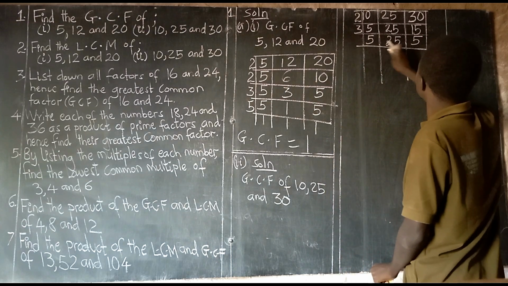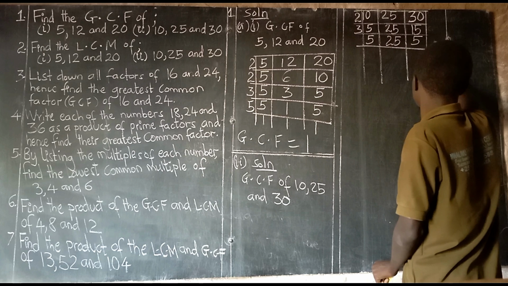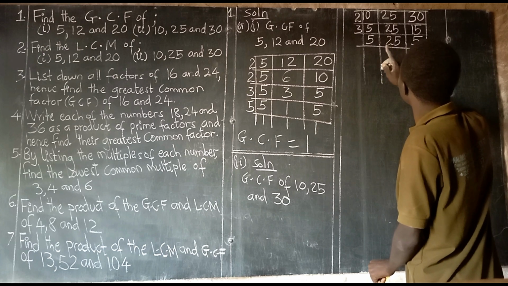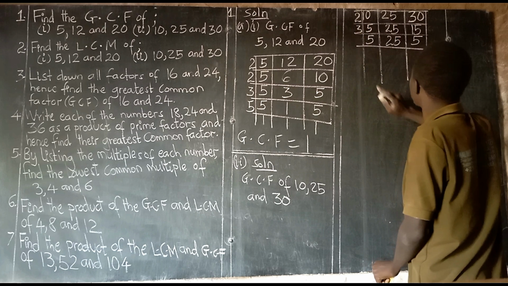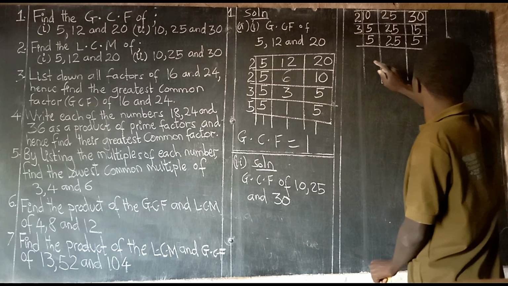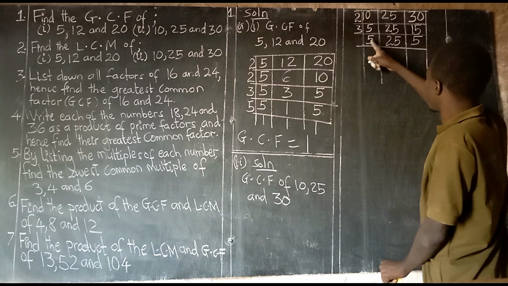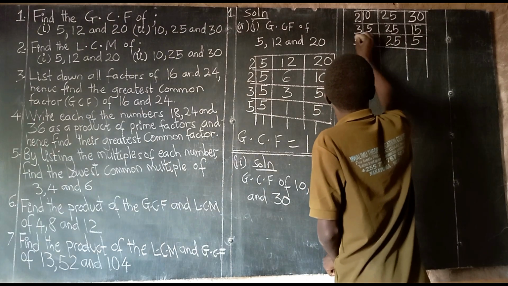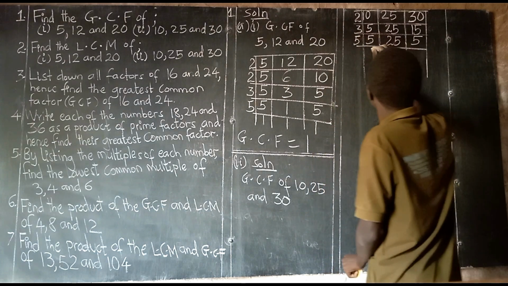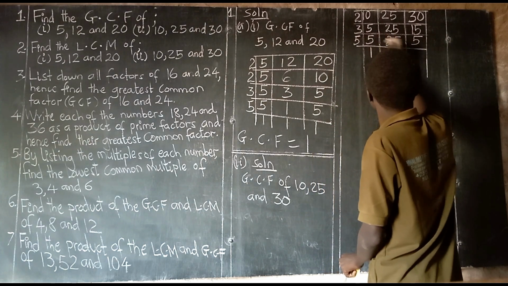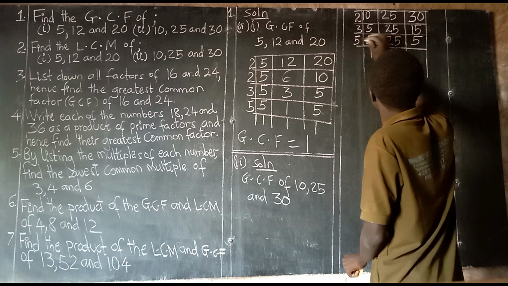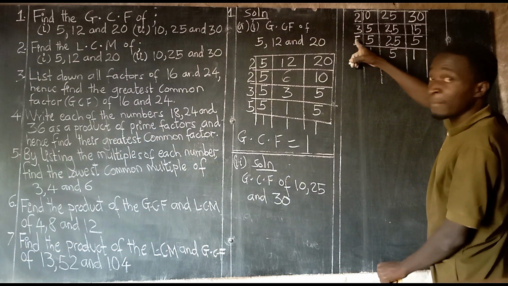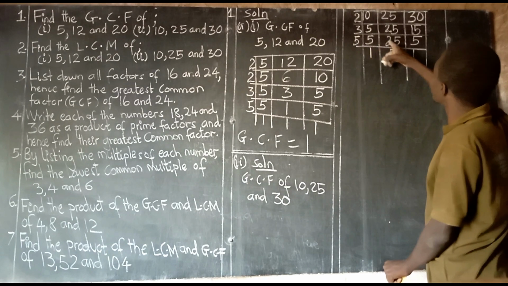Is there any which is still divisible by 3? The answer is no. So we just shift to 5, because the next prime number after 3 is 5. When we take 5, this is divisible, this is divisible, this is divisible. So 5 is possible. 5 over 5, you get 1. 25 over 5, you get 5. 5 over 5, you get 1. So this prime number 5 has divided all the three numbers.